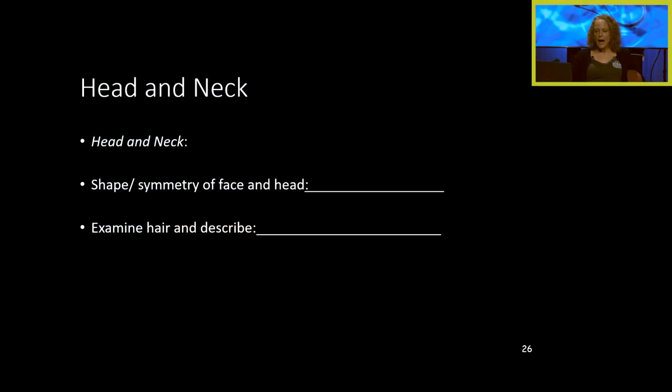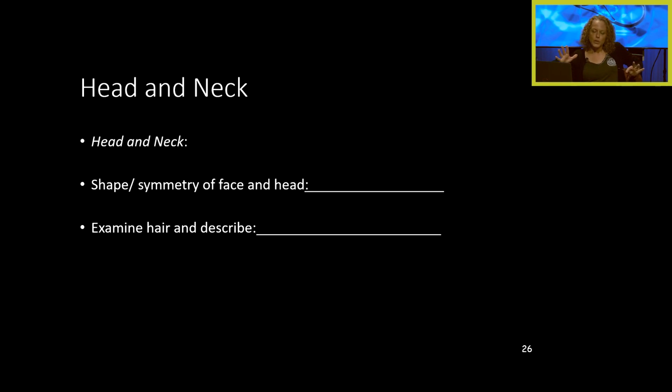Today we're going to pick up on where we left off with head and neck. And we're going to talk a little bit about the shape and symmetry of the face and the head. And we're going to examine the hair and describe that. So at first we looked at the general appearance of the individual. We said, do they look like their hygiene is good? Do they look clean? Do they look like their teeth are brushed?